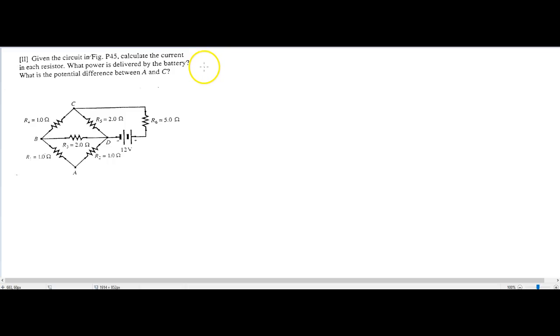So I'm going to start writing. I'm going to look at loops, and I'm going to ask, what loops do I want to do? So the first loop I'm going to do is... Now, I'm just choosing. You could choose any one you want. You just have a lot of equations, a lot of unknowns.